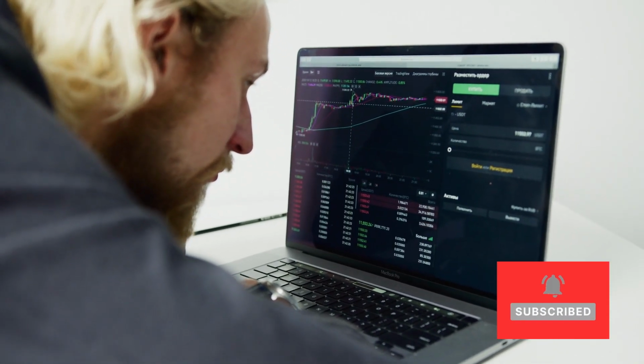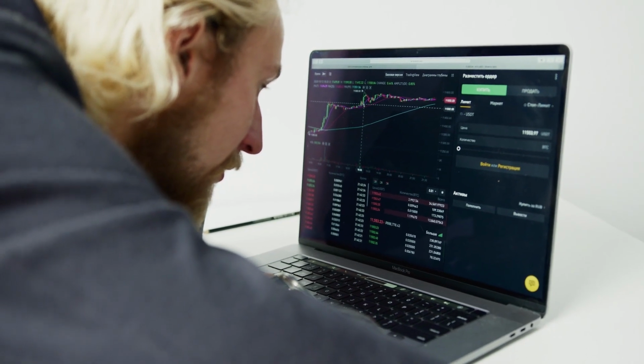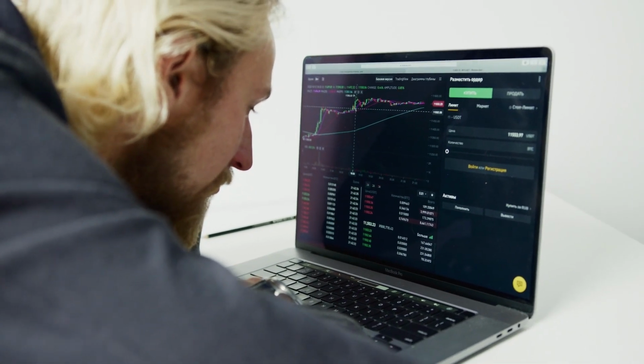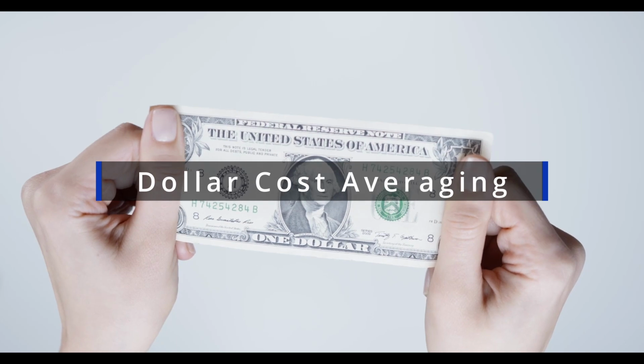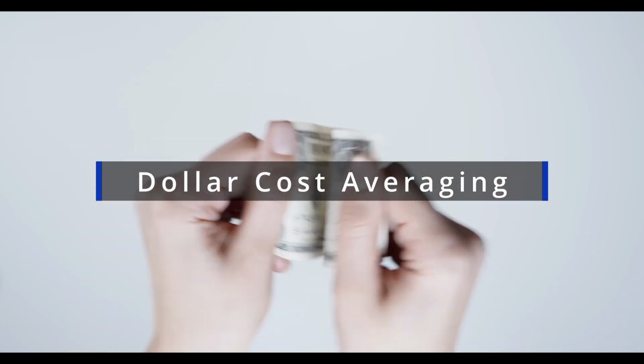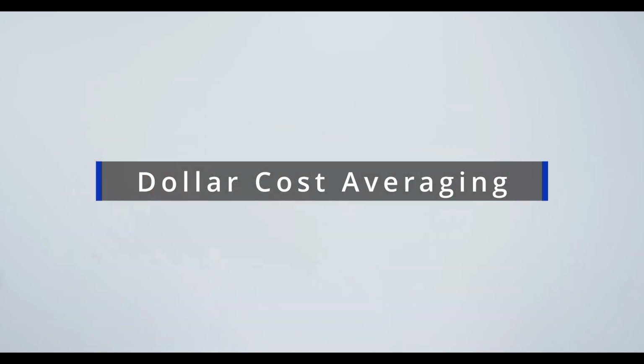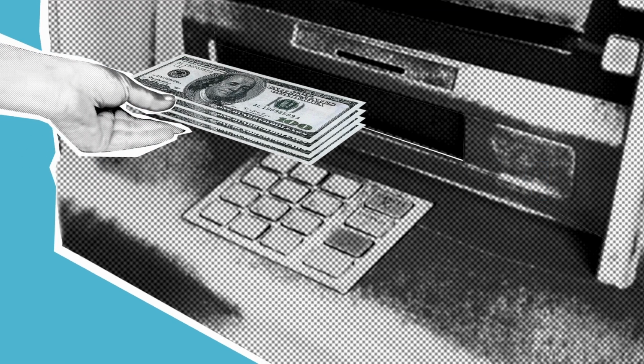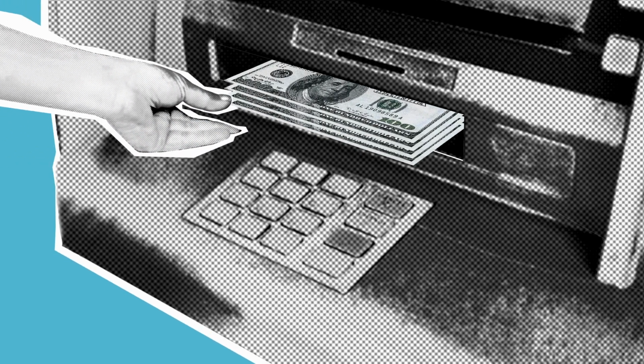But how often and how much do I invest? And how do I know if the market is going to go down soon? The answer to your worries is dollar cost averaging. Dollar cost averaging is a strategy for investing that involves investing a fixed amount of money on a regular basis. Dollar cost averaging can help you smooth out your investment returns and reduce your risk.